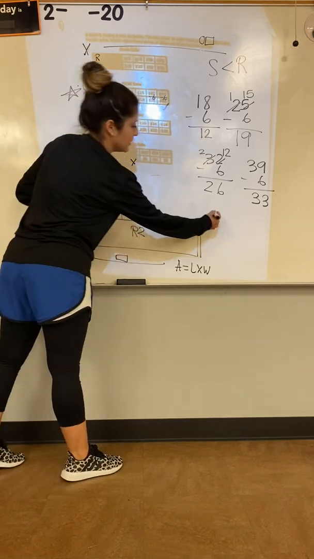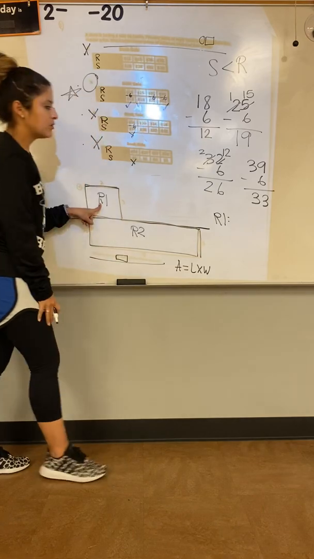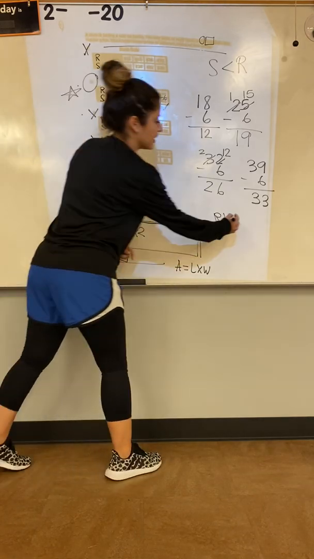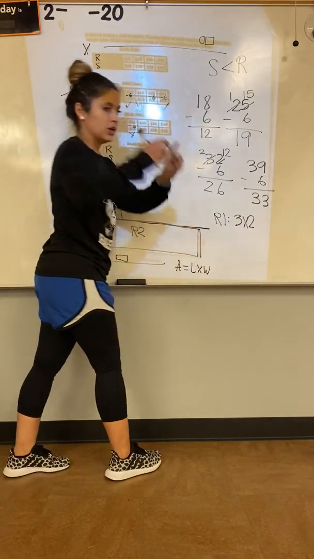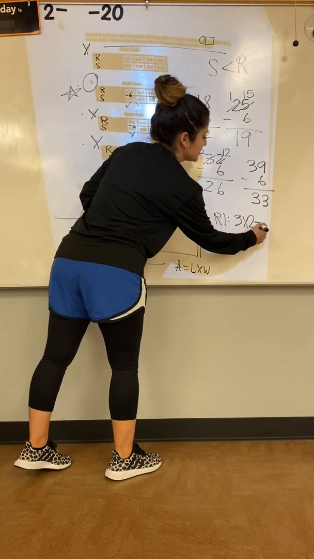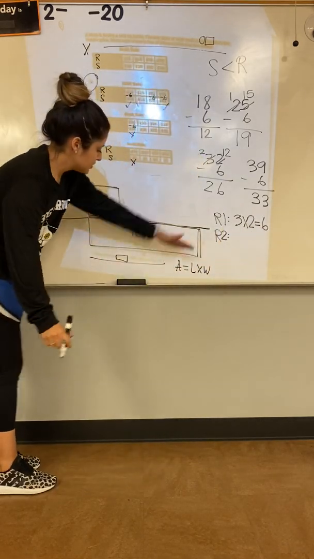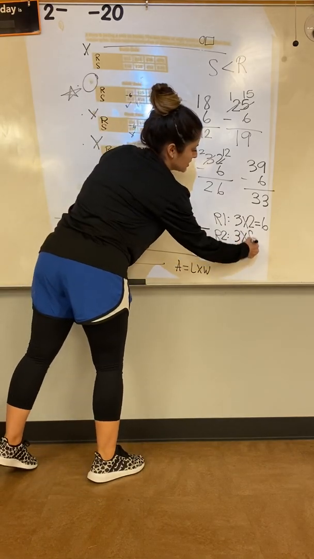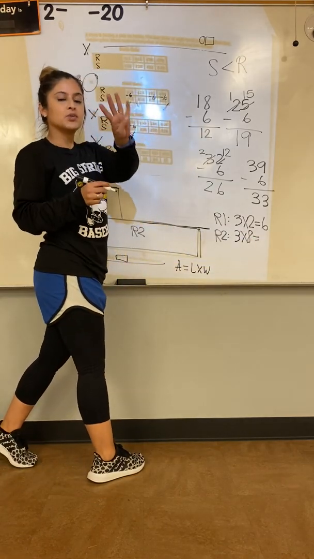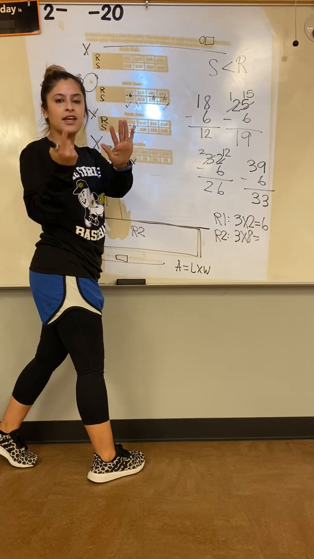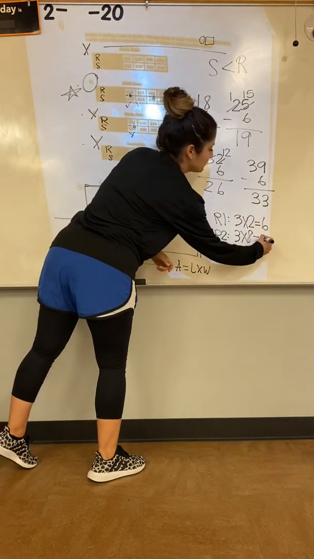So rectangle 1, we practiced this last week. We multiply length times width. So 3 times 2, 3 plus 3, 6. Rectangle 2, our length is 3, width is 8. 3 times 8, 3, 6, 9, 12, 15, 18, 21, 24.